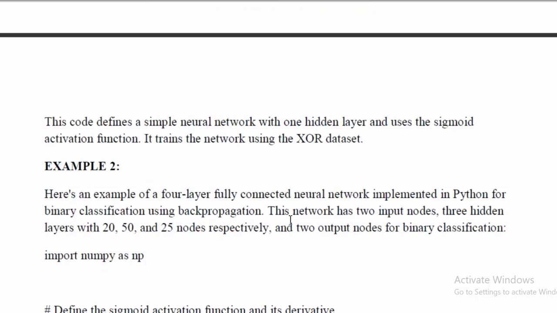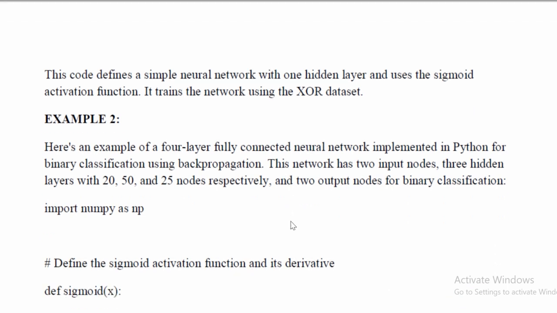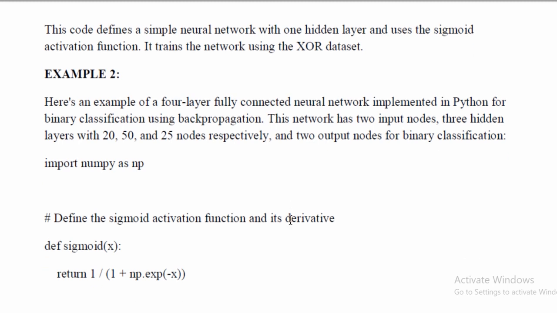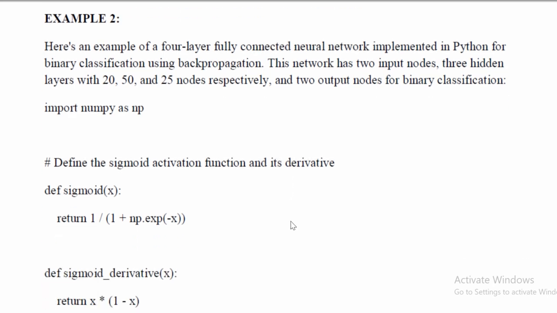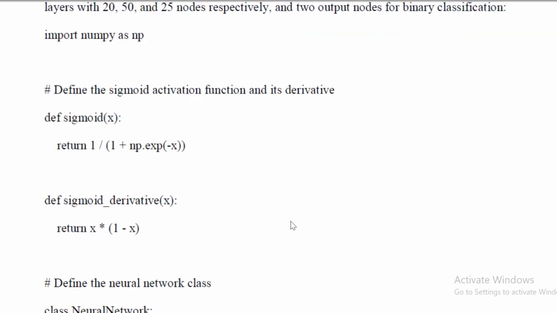Now suppose you want to extend it. Suppose I want to extend it to a 4-layer fully connected network using back propagation. I have given here some dimensions. Suppose it has got 2 input nodes, 3 hidden layers with 20, 50, 25 nodes respectively, and 2 output nodes. So we are actually doing this for binary classification. So how do I go about it? The process remains the same.